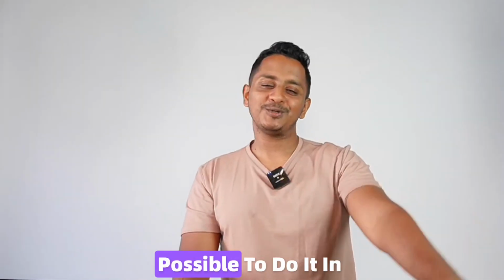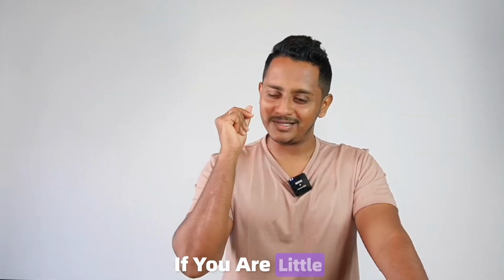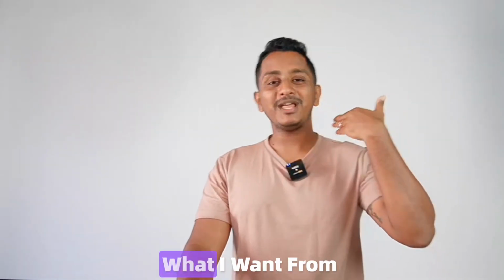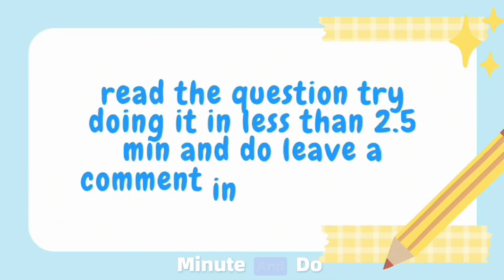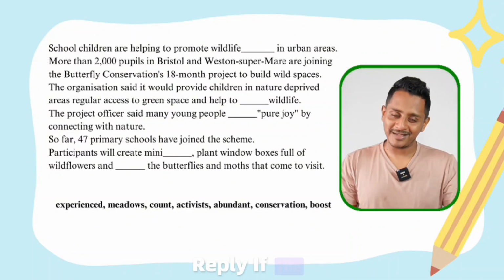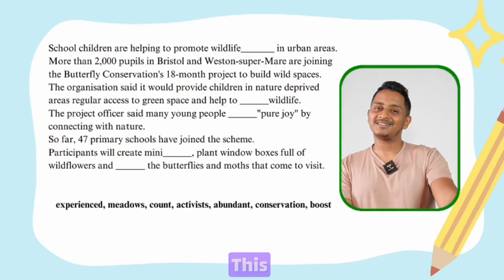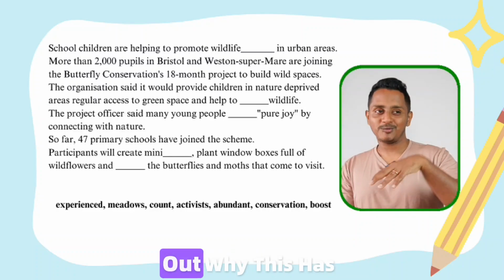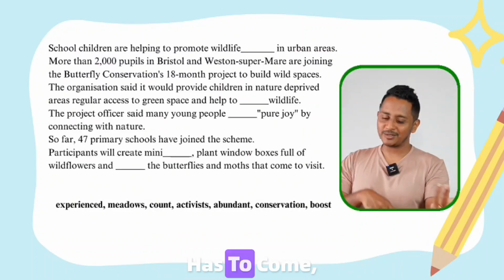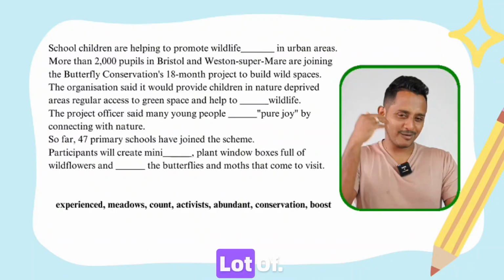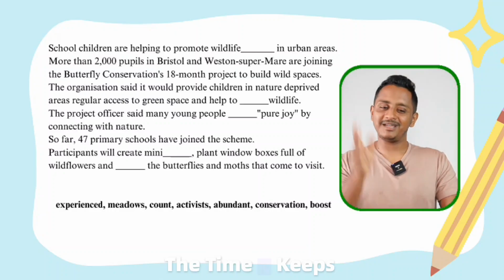It's very much possible to do it in less than 2 minutes if you are a little quicker in identifying what has to come and what is what. Now we'll take up second question. What I want from you is read the question, try doing it in less than 2.5 minutes, and do leave a comment in the comment section. Let me just check the answers and reply if the answers are correct or not. Please consider this as homework and try solving it on your own, trying to reason out why this has to come, what is this, noun has to come, adjective has to come, something of that. If you give a lot of work to the brain over time, it keeps happening.